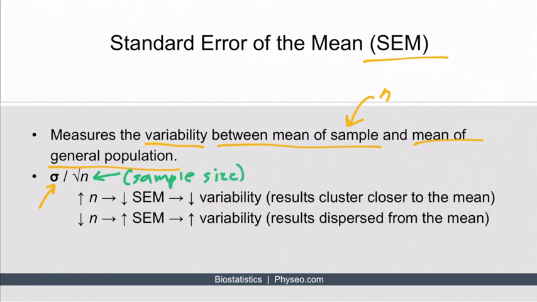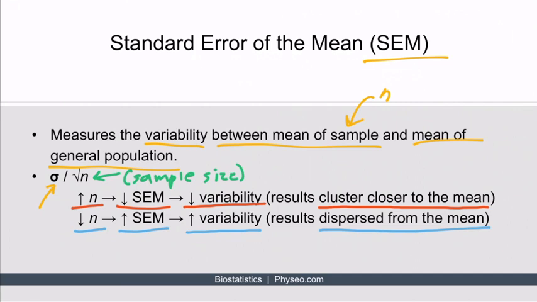And it's important to recognize that as n increases, since it's in the denominator, the standard error of the mean would decrease. This is important because as the sample size gets larger, your variability will then decrease. In other words, the results of your data will cluster closer to the mean. Conversely, if your sample size is lower, your standard error of the mean will increase, which means your variability will increase, which means that more of the results of your data will be dispersed further from the mean.